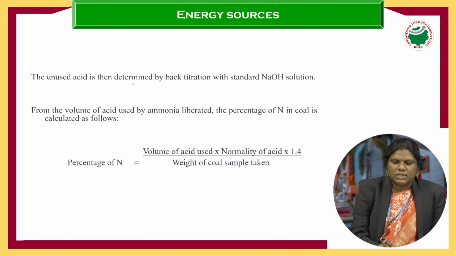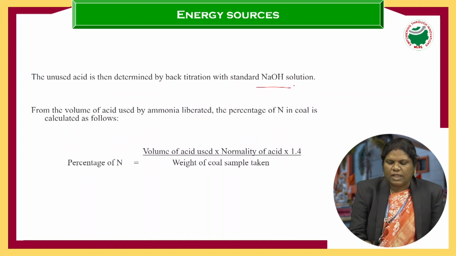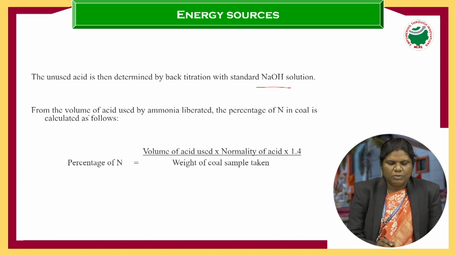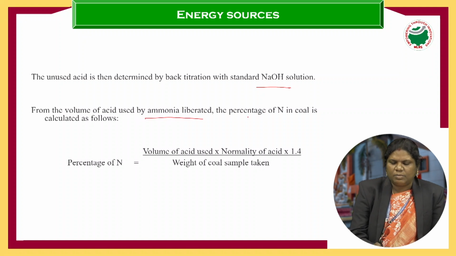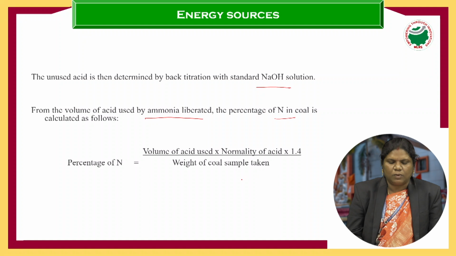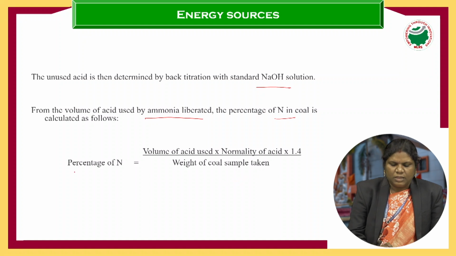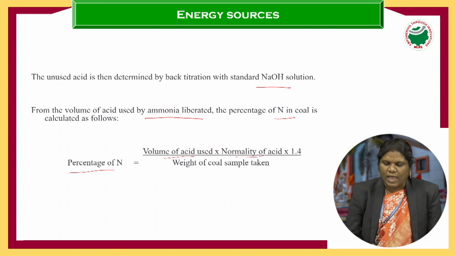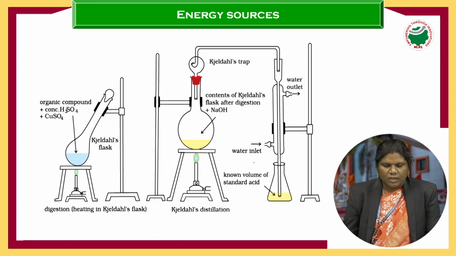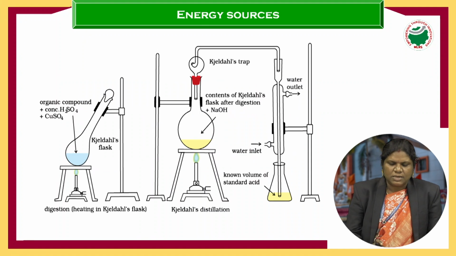The unused acid is determined by back titration with NaOH solution. From the volume of acid used by ammonia liberated, the percentage of the nitrogen in the coal is calculated. The percent of nitrogen is the volume of acid used into normality of acid into 1.4 by weight of coal sample taken. We can understand better the determination of nitrogen by seeing this diagram.